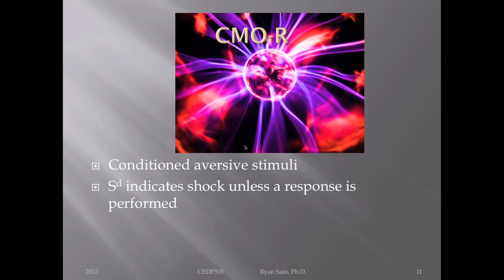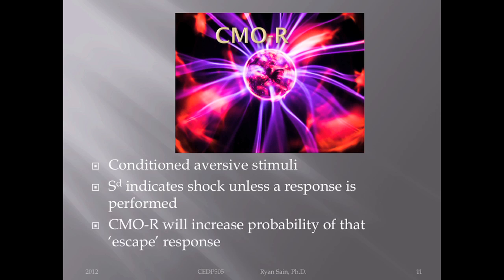So with conditioned aversive stimuli, a discriminative stimulus indicates, let's just say a buzzer, that the buzzer indicates shock unless a response is performed. So the CMO-R is going to increase the probability of that escape response. The discriminative stimulus is indicating the shock, but that will become a CMO-R because it's going to increase the probability of that escape response. That escape response is then going to prevent the shock and so forth, so it changes the value of the reinforcers.